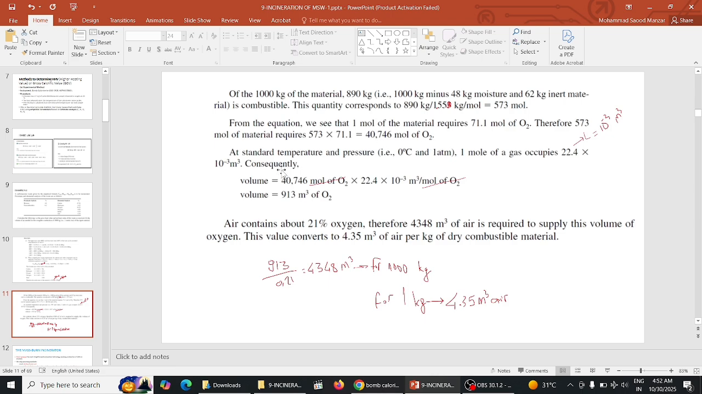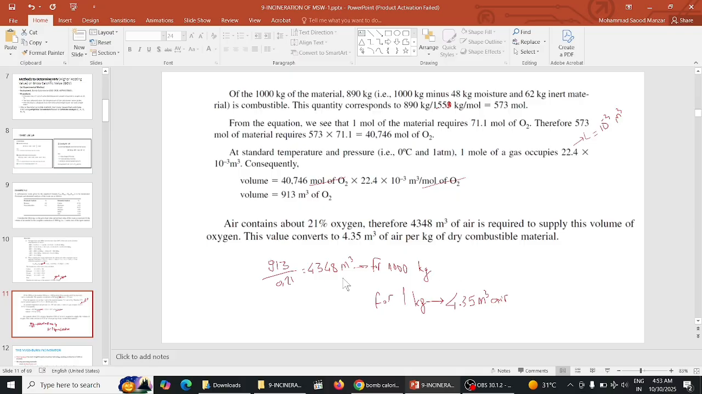Now at standard temperature and pressure, we know that 1 mole of a gas occupies 22.4 liters, and 1 meter cube is equal to 1000 liters, so 1 liter is equal to 10 to the minus 3. So this is 40746 into 22.4 into 10 to the minus 3, which is equal to 913 meter cubes of oxygen. We also know that air contains 21% oxygen and 79% nitrogen. So the required air is 913 divided by 0.21, which is equal to 4348 for 1000 kg.